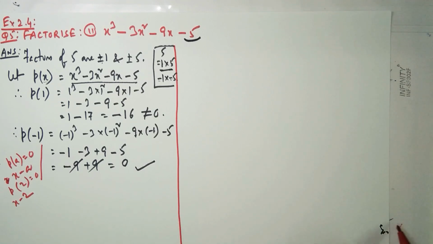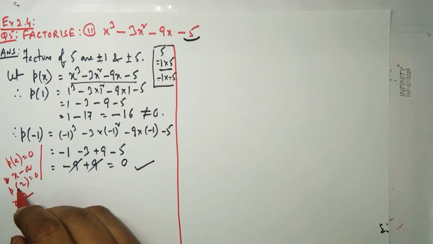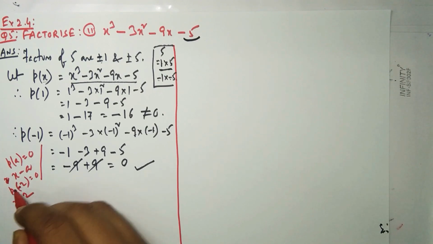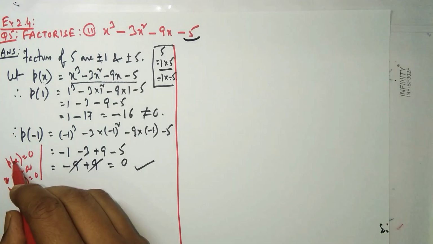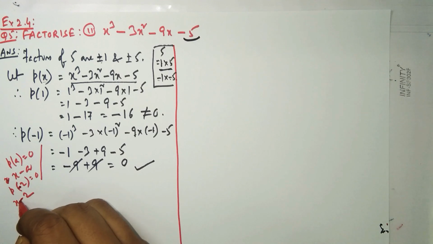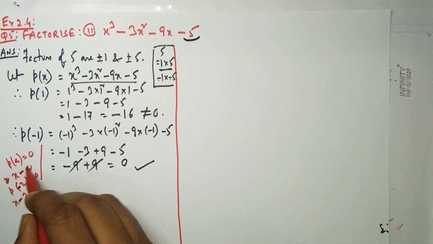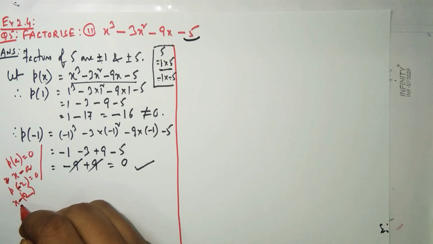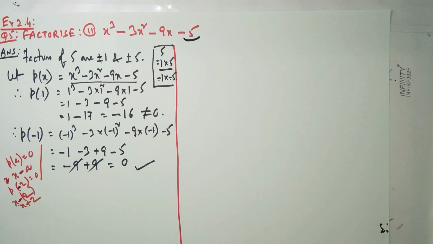Now, if I take P of, suppose, minus 2 is 0, then what will happen? If P of A is 0, then x minus A. If P of minus 2 is 0, then x minus, but your A itself is minus, so it will be minus 2. That means x minus of minus 2, that means x plus 2 will be a factor this time. So when you get a negative number, then it's plus.